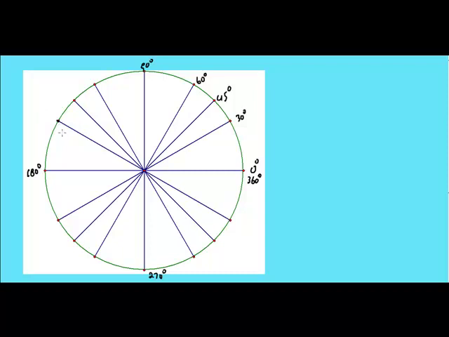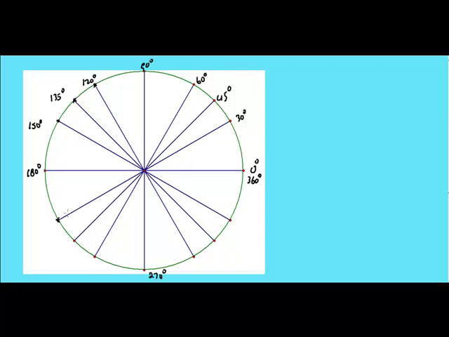180, so it'll be 150 degrees. And this point here is 45 degrees less than 180, that would be 135 degrees. And this point here is 60 less than 180, so that would be 120 degrees.